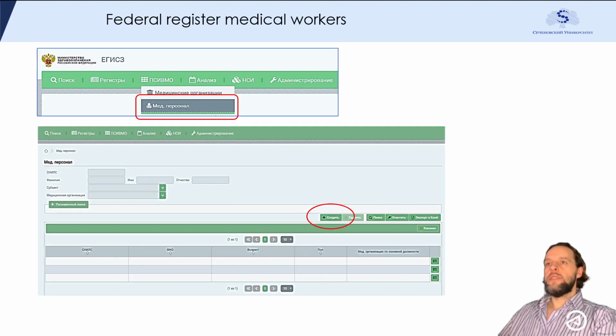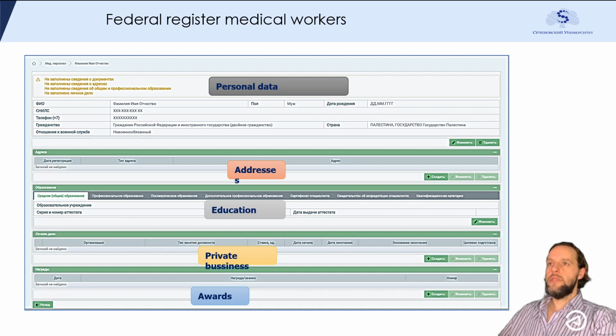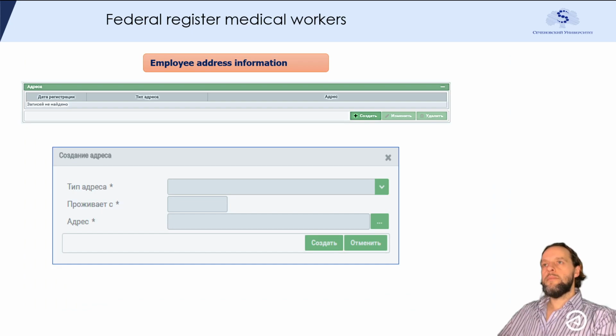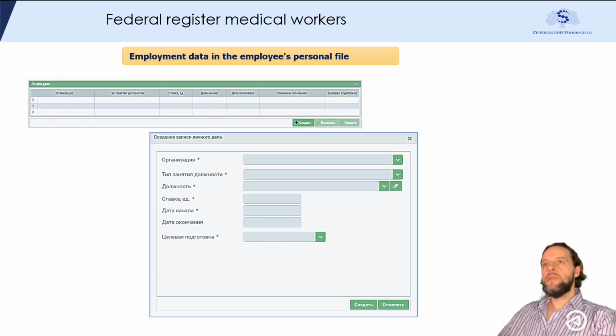Now let's take a look at the Federal Register of Medical Workers, and there is a quite similar interface providing detailed data entry on each specialist's personal data, of course, and it will consist of education, address, awards, and maybe some additional employee information, its level of education, employment data, when and in which medical organization this exact medical worker was employed.